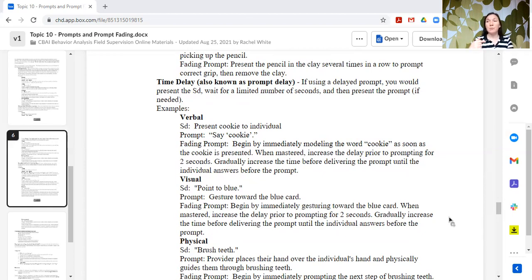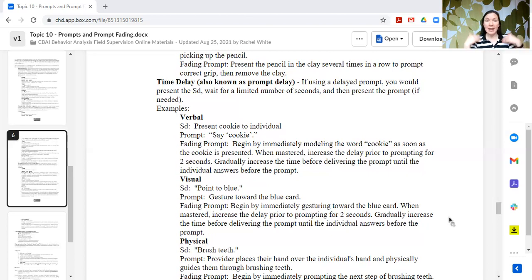Now the learner will still get the reinforcer if they follow the prompt, but they get it faster if they beat the prompt, if they jump in ahead of time. So clap your hands, clap your hands. Great job. Clap your hands. Awesome. Clap your hands. There you go. Clap your hands. Way to go. Clap your hands. And I'm gradually lengthening that amount of time.